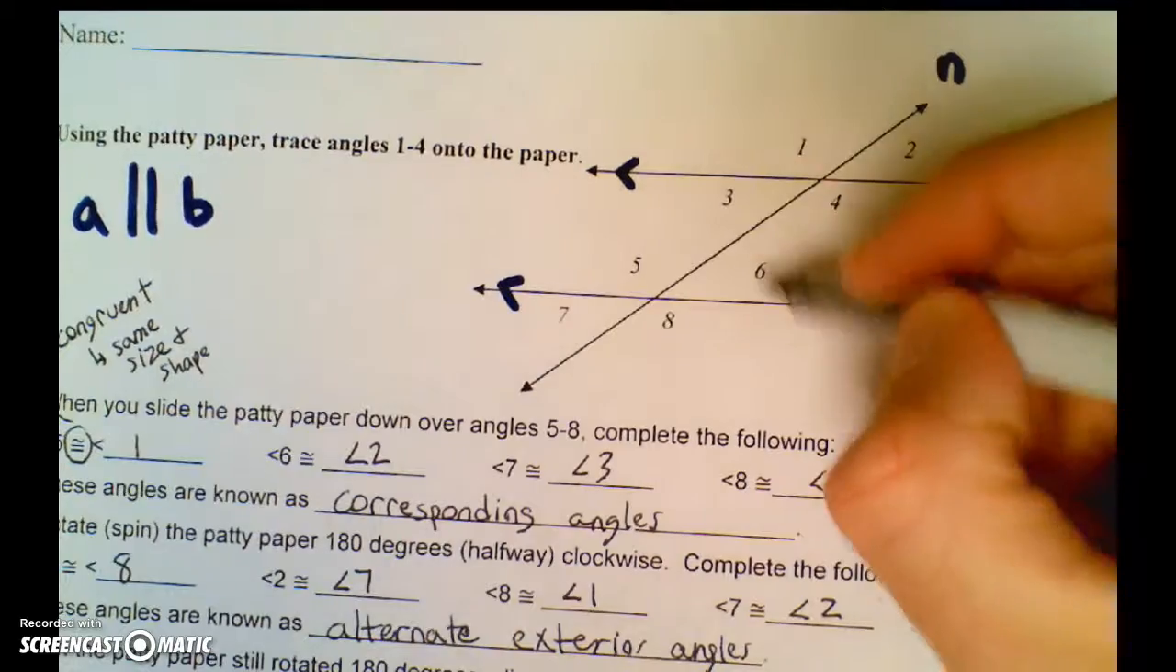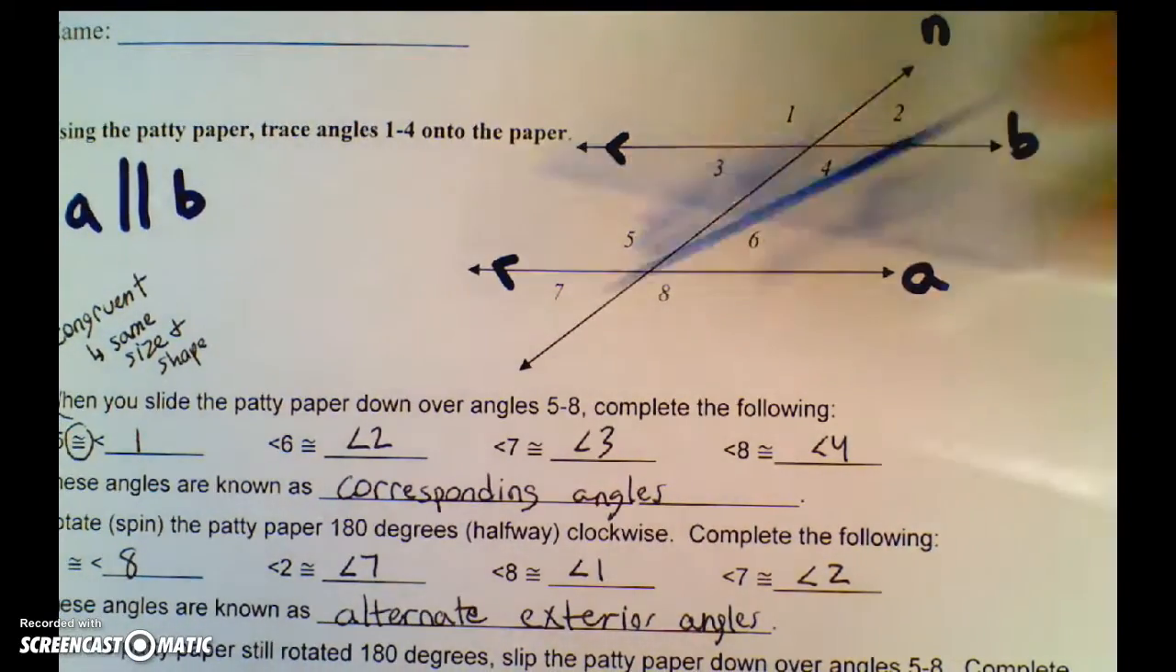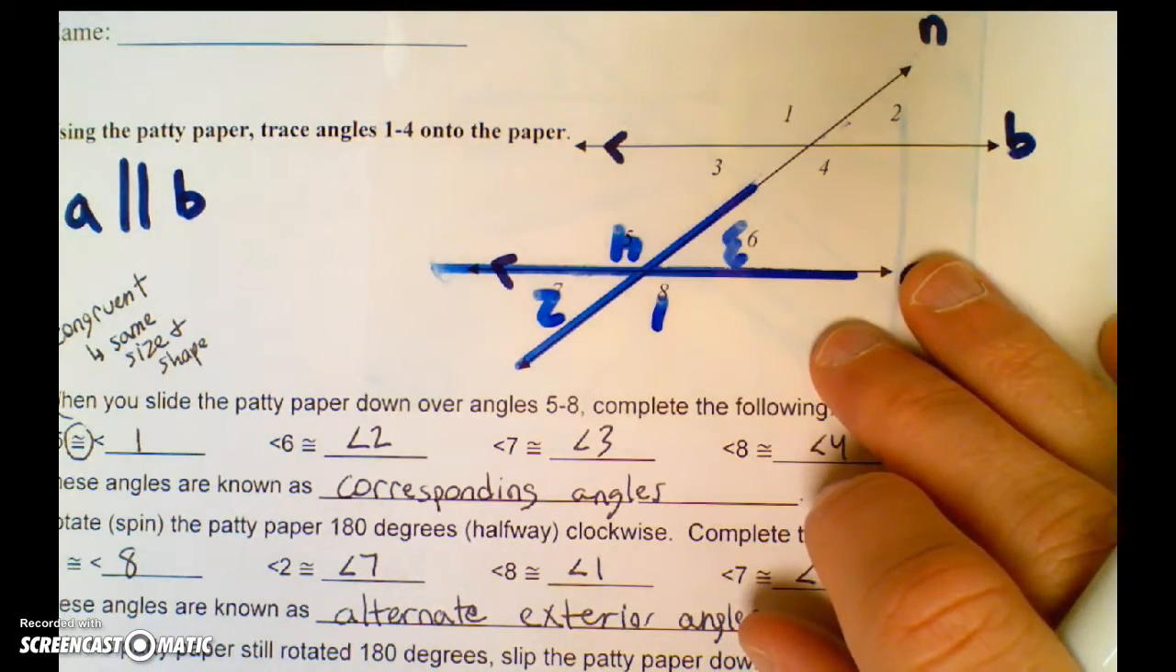Because if you look, angle 3 and 6 are alternate interior, and angle 4 and 5 are alternate interior. And they wind up having the same relationship, the same size and same shape. They're congruent.